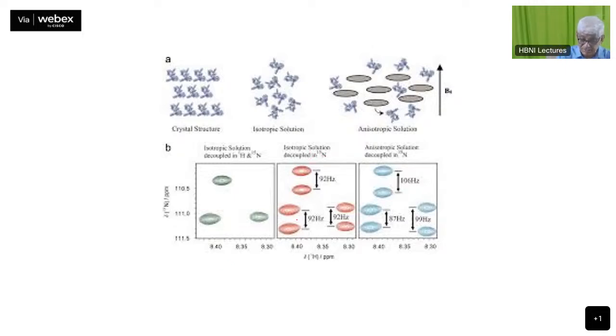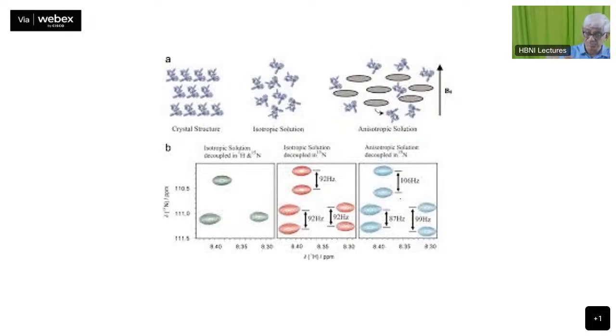And what is this coupling showing here? This coupling is the nitrogen proton coupling. Nitrogen proton coupling is shown here. And this is all 92 hertz. It is all the same. This is all one bond coupling. It is the same always, in the isotropic solution.